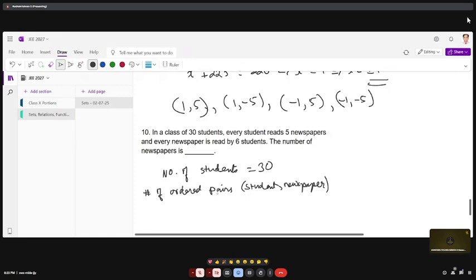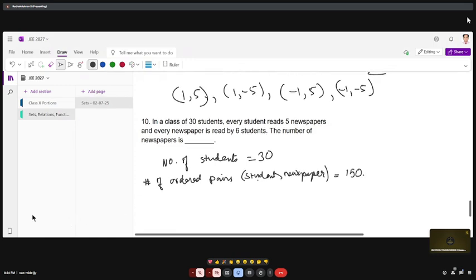if you make an ordered pair of a student and a newspaper, how many such pairs will be there? There are 30 students, and for every student, there are 5 newspapers. Therefore, it should be 150. So the number of ordered pairs of students and newspapers comes to 150.